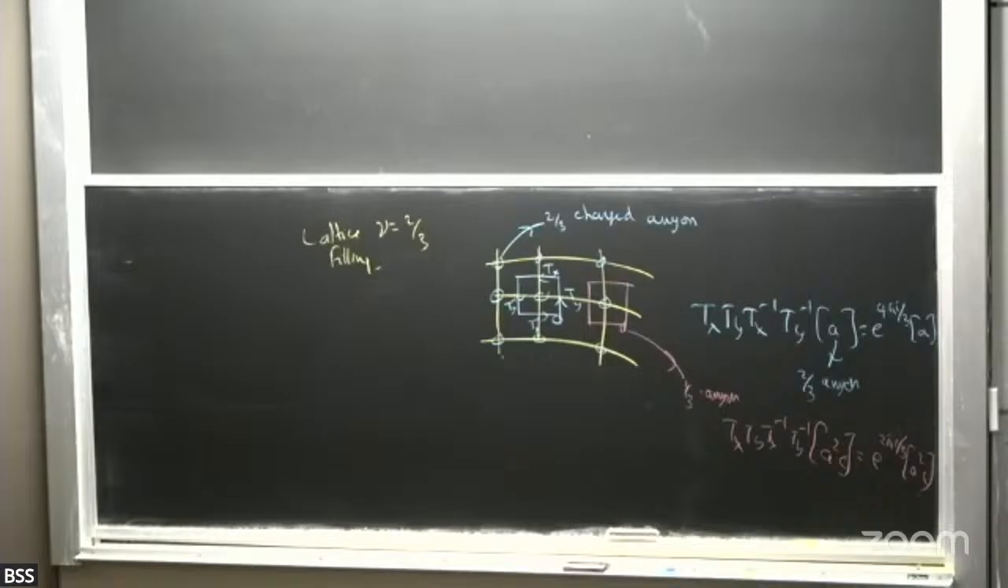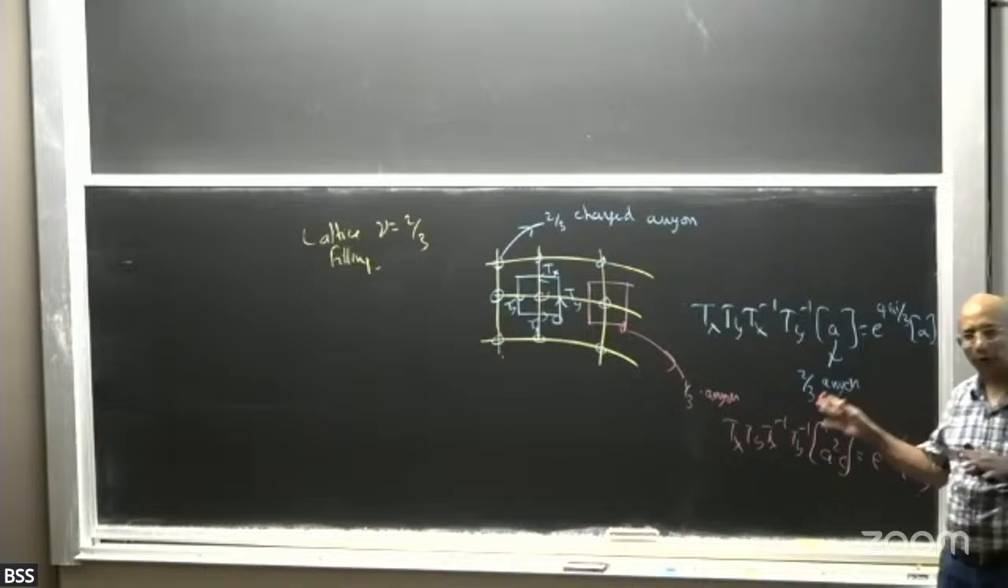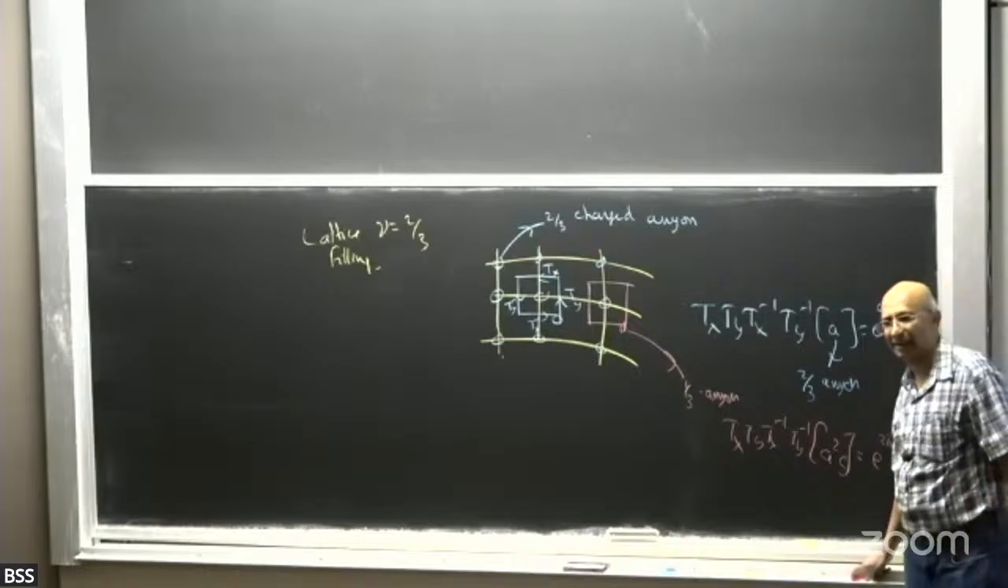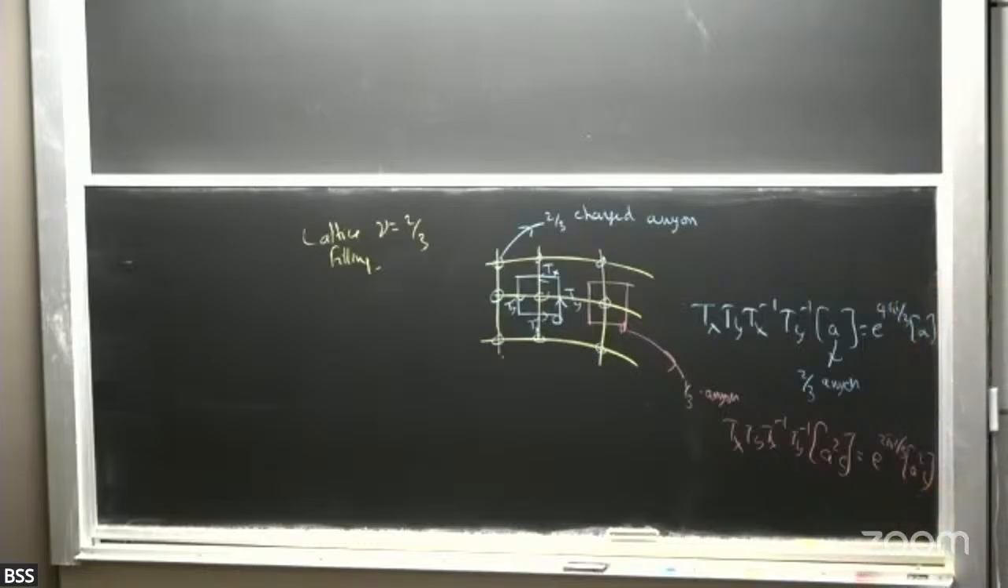It's as though the Anyons now see a magnetic flux through each unit cell, but the flux is a rational fraction of 2 pi. There's no external magnetic field, but the filling constraint, the fact that you're at fractional filling, generates these phase factors and makes the system behave as though it's seeing a magnetic flux. Okay? Yeah.